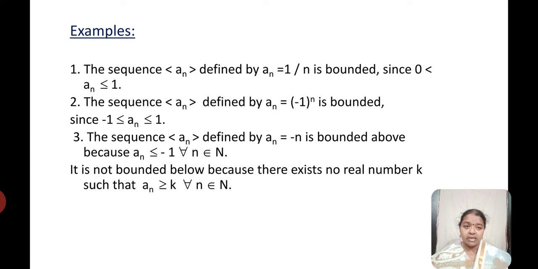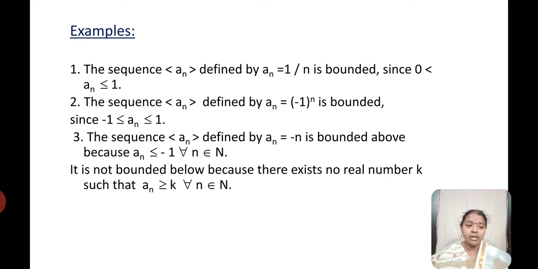Now let's see the second example. The second example says the sequence a_n defined by minus 1 raised to n. Remember, we had studied this problem in the previous session. You have an alternating sequence of minus 1 and plus 1. So here, your value should either be minus 1 or greater than minus 1, and it should be plus 1 or less than plus 1. So when I combine and write, we get minus 1 less than or equal to a_n less than or equal to 1. In this, upper bound is 1, lower bound is minus 1. Therefore, the given sequence is bounded.